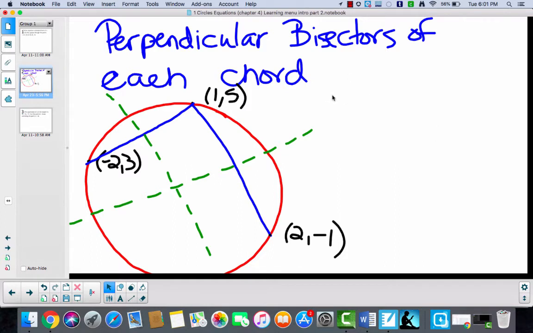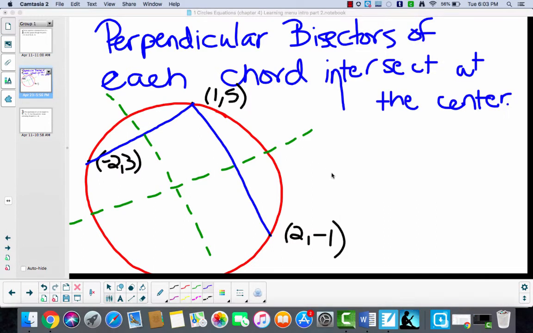From geometry, we might recall that the perpendicular bisector of each chord will intersect to find the center. So if we draw the chord from (-2, 3) to (1, 5), and from (1, 5) to (2, -1), their perpendicular bisectors will intersect at the center of the circle. And one of the things that we need to write the equation of the circle is its center.